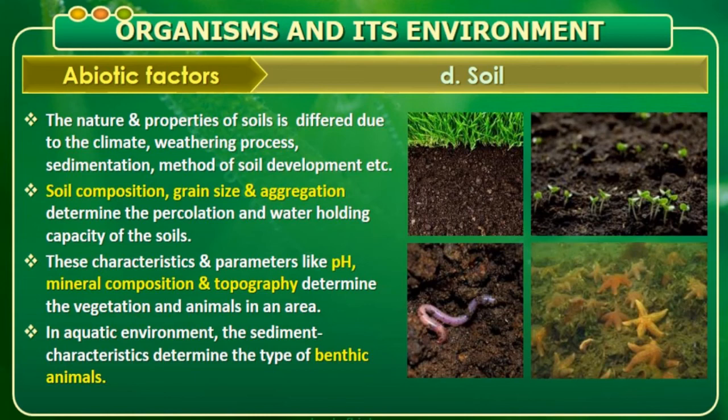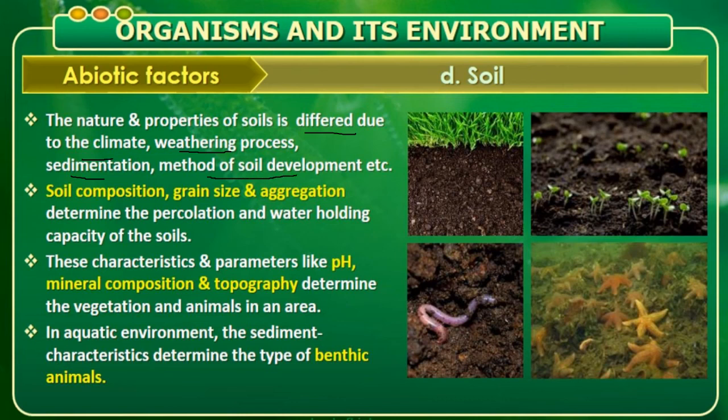In Mandya, maybe Mysore, there is a growth of paddy, because the soil is usually red soil and also clay soil. So the soils are very rich in the nutrients which enhance that type of crops to be grown. So here the nature and the properties of soil are different. Why is it different? It is different due to the climate, weathering process, sedimentation, and the method of soil development.